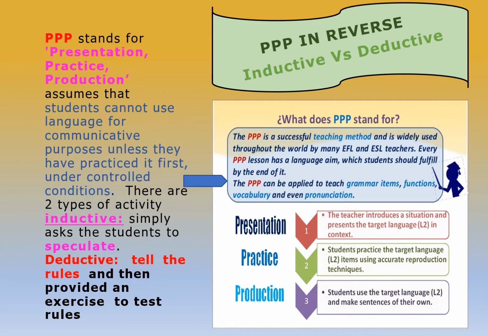PPP stands for Presentation, Practice, Production. It assumes that students cannot use language for communicative purposes unless they have practiced first under controlled conditions. It teaches grammar, functions, vocabulary, and even pronunciation. There are two types of activities: inductive, which simply ask the students to speculate, and deductive, which tell the rules and then provide an exercise to test the rules.